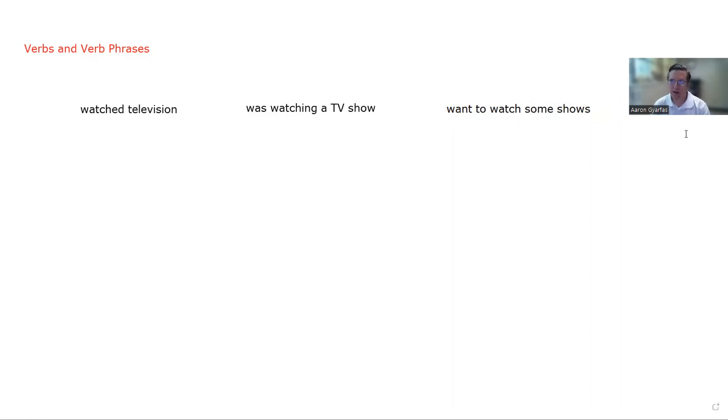We're looking at verb phrases, just pieces of a sentence, not the whole complete sentence. Now we're looking at verbs and verb phrases. All of these sentences have the same verb, watch. We have different forms of the verb watch, and we have very similar objects for this verb. We watch television, or was watching a TV show, want to watch some shows, okay?